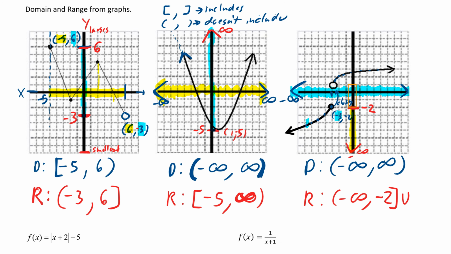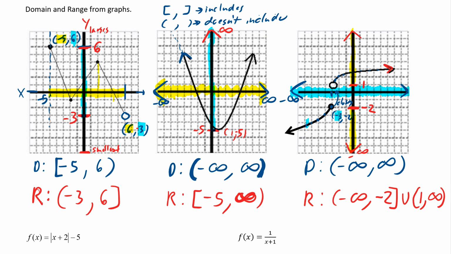And then there's a gap here until 1. And then at 1, it continues on again off to infinity. And I know it's infinity because there's an arrow. So we put a union symbol and then a parenthesis at 1 because it's not included. And then infinity. That is the most complicated one I could think of.